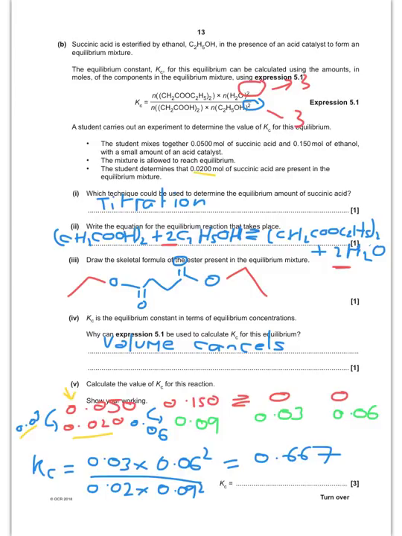So that means the ethanol must be reduced by 0.06 because for every 1 acid you need 2 ethanols. And then you're going to produce 0.03 moles of the ester and double the amount of water. Then you just pop those expressions into Kc and you get 0.667. And of course there were no units for that because the units cancel as well.